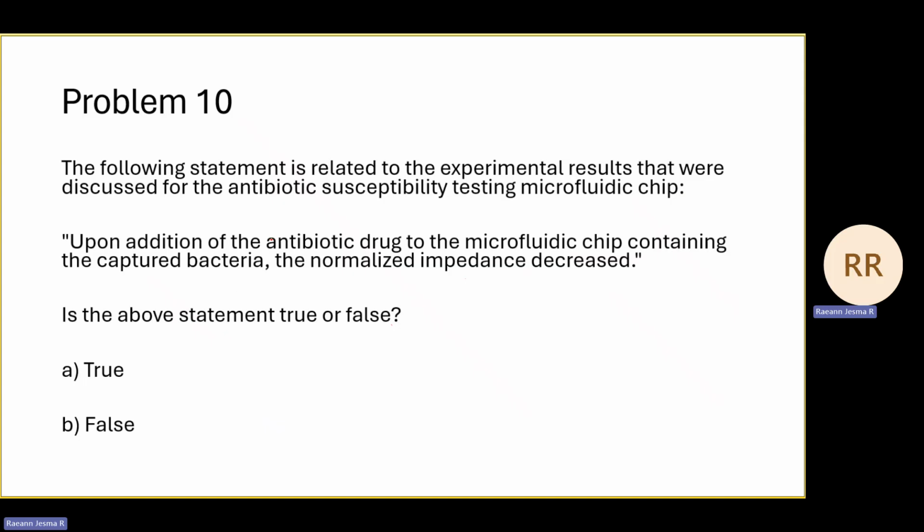Okay. The antibiotic susceptibility testing microfluidic chip is generally used to determine whether a bacterial pathogen is sensitive to a particular antibiotic, or we can also test multiple antibiotics by having multiple channels. In this testing, when we are using a microfluidic chip, we will test the electrical impedance of the channel. Okay. So here again, upon addition of the antibiotic drug to the microfluidic chip containing the captured bacteria, the normalized impedance decreased. Is it true or false?